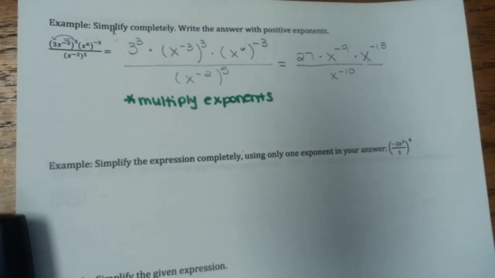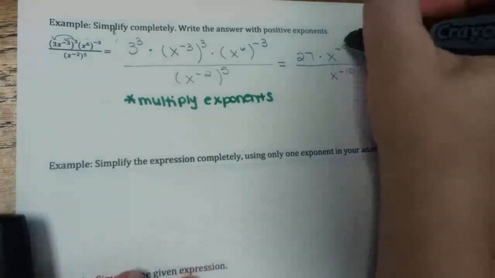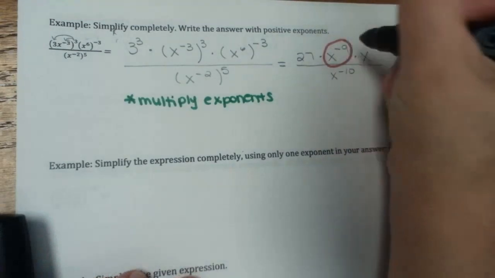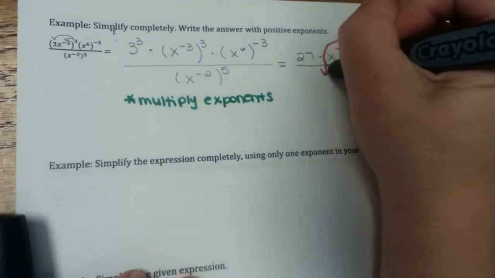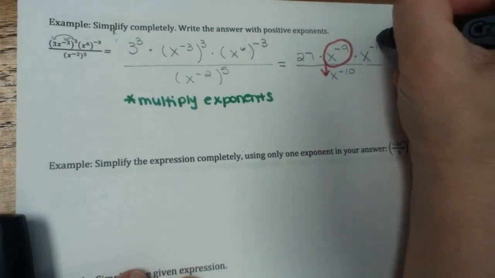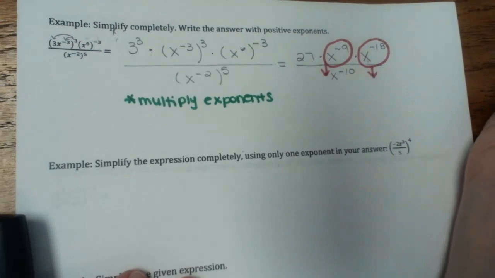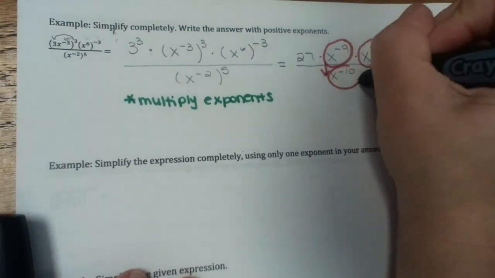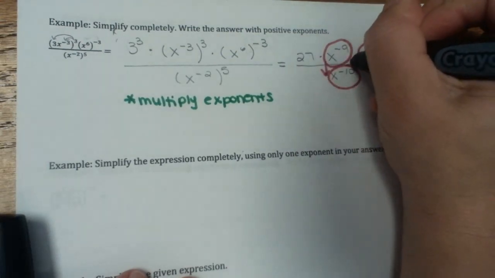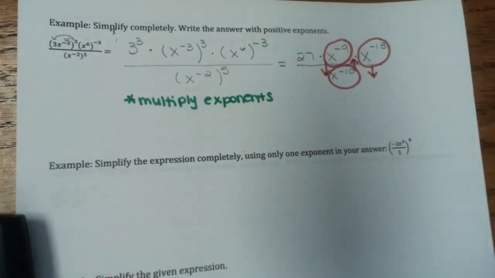Now it says write the answer using positive exponents. There's multiple ways you can do this, but I see that we have negative exponents. Let's go ahead and make those negative exponents positive. Remember, to make exponents positive, we need to flip that term, the individual term, across the fraction bar. So x to the negative 9th, taking that one individually, it's on the top. That means it's going to flip down to the bottom to become positive. Likewise, x to the negative 18th has a negative exponent. It's going to flip down to the bottom to become positive. And lastly, x to the negative 10th is on the bottom. It's going to flip up to the top to become positive.